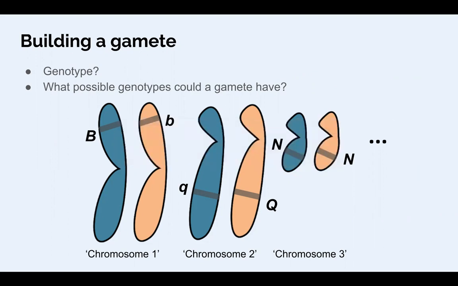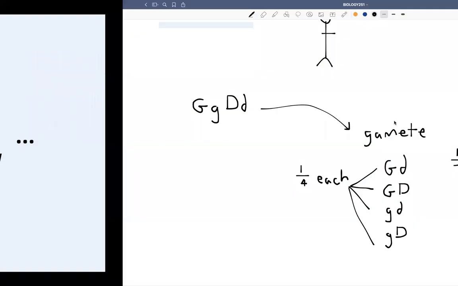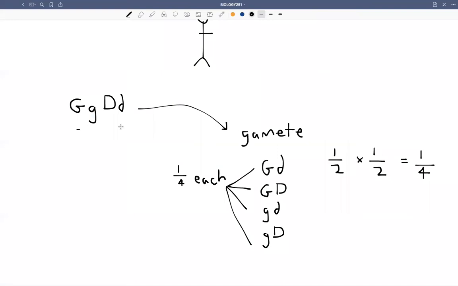So let me get some terminology out of the way, I guess. When we talk about the versions, the alleles that are present in the individuals, that's called the genotype. And you could talk about the genotype of an individual who's diploid or the genotype of a gamete.